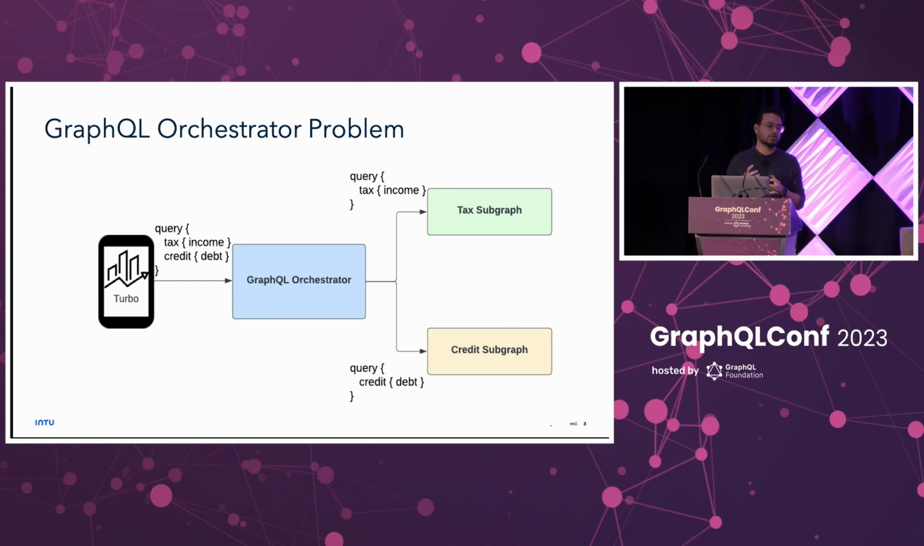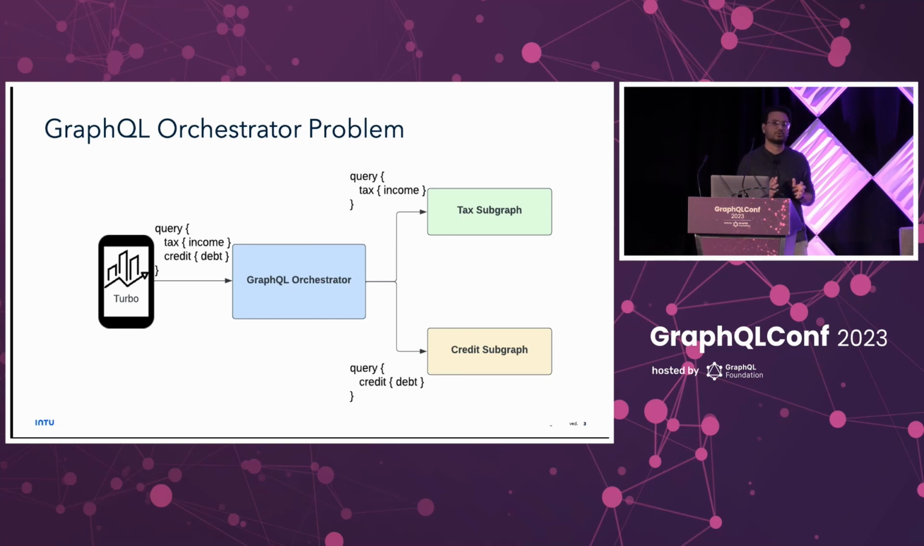But these two ecosystems are very disparate, and they had to be merged together for the app to make a single GraphQL query and get all the benefits of GraphQL. So there was a need for an orchestrator in the consumer group ecosystem, and that's the problem the orchestrator is solving for us.